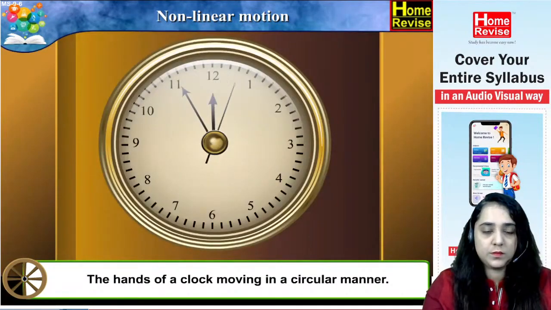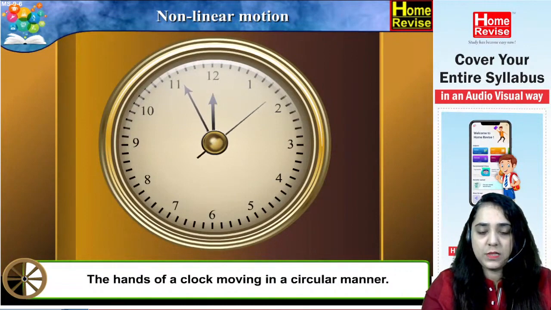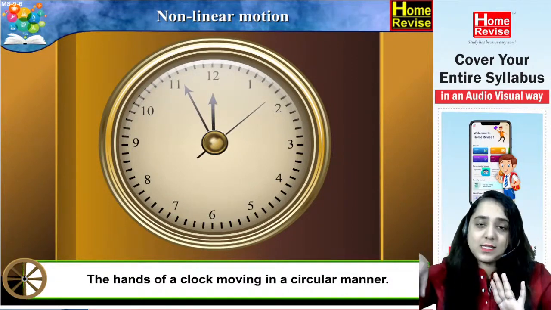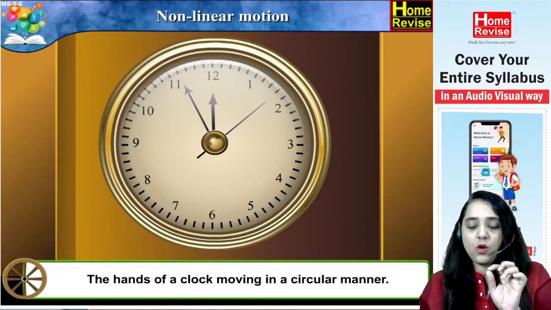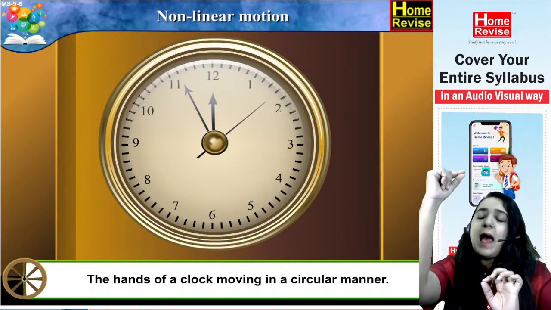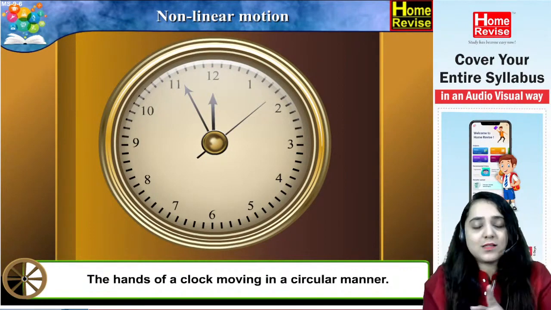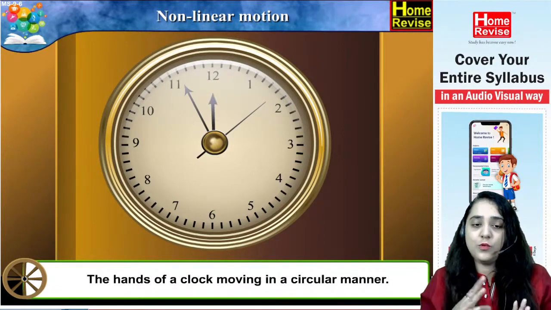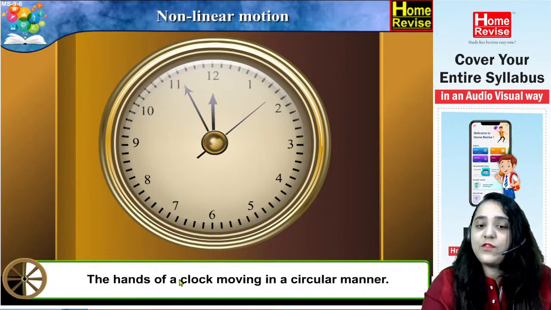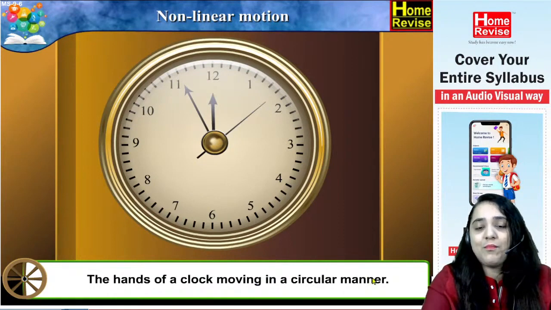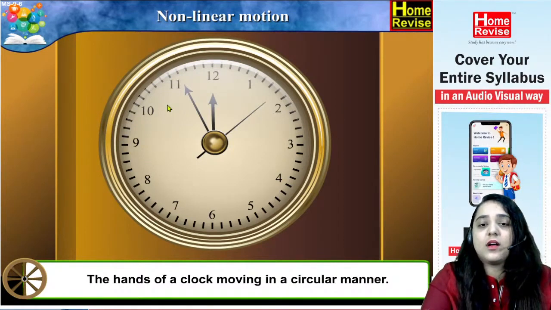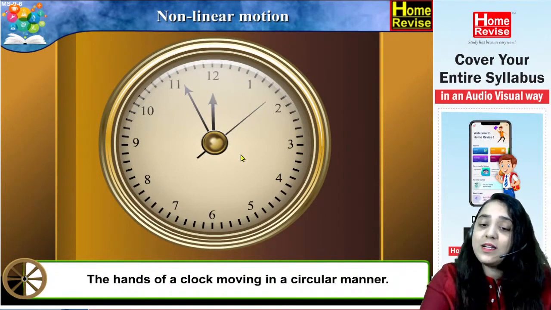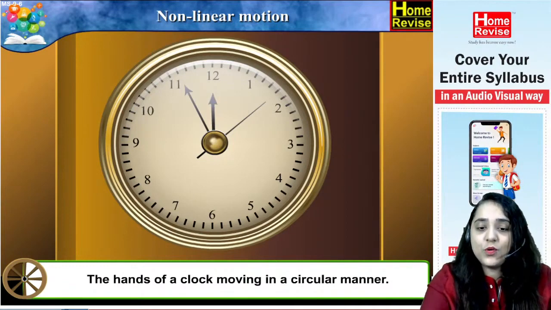Do you see the hands of a clock moving in a circular manner? Yes, as we all know, what is a circular path? If I say circular path, that means if I start from here, I will go around a circle, form a circle, and I'll come back to the same path. So it forms a full circle, and it is called a circular motion. So when the hands of the clock are moving in a circular manner, can you see the hands of the clock? Yes, the hands of the clock are moving in a circular manner. So we call it a circular motion.